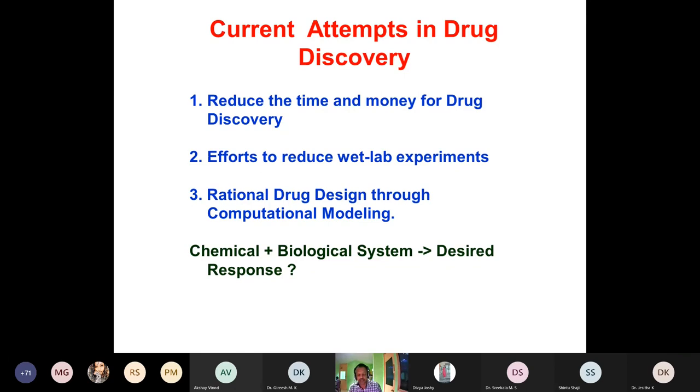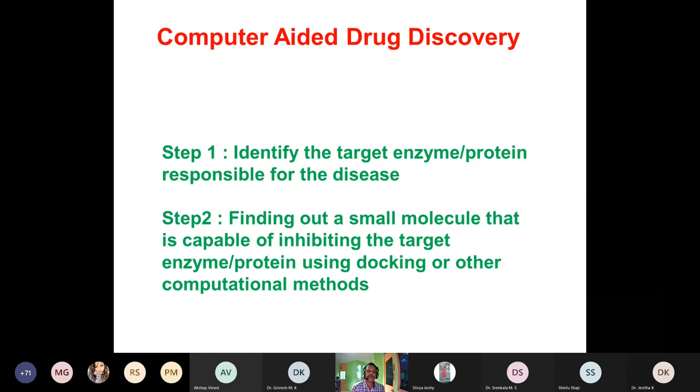And in computer-aided drug discovery, I simplify it into a two-step process. First step is the identification of the protein or enzyme that is responsible for the disease or health problem, whether it is cancer or inflammation or COVID or whatever may be the disease. First, you should identify the target protein or target enzyme that is responsible for the disease. So if this step is over, 75% of the drug discovery process is over. I repeat this statement. If we identify the target protein or enzyme that is responsible for the disease, 75% of the drug discovery process is over.